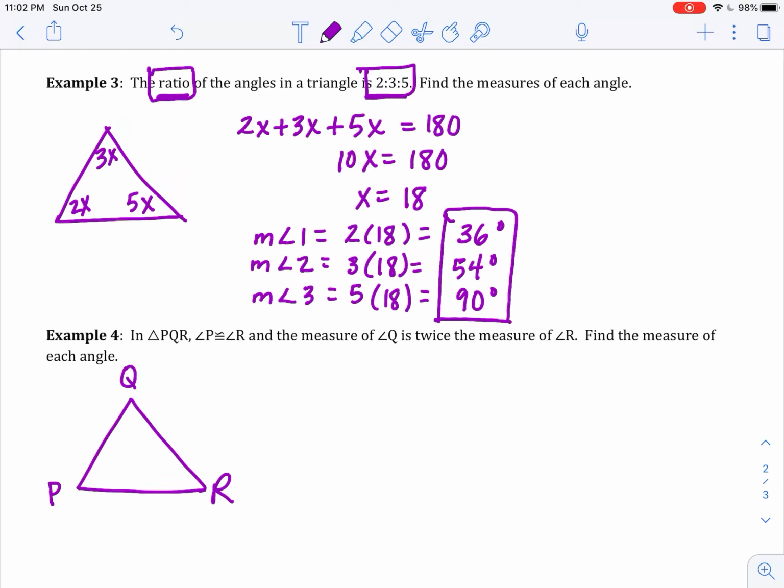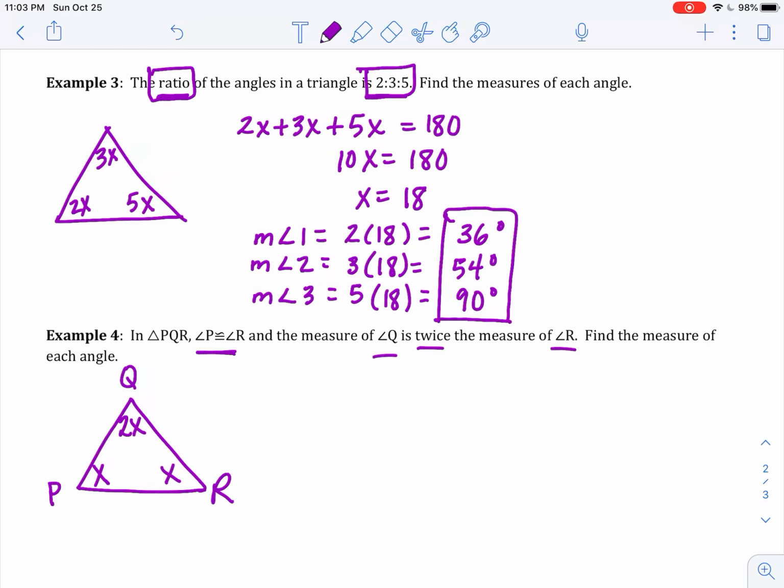And so you are going to want to introduce some variables here. Since they said P was congruent to R, that means they can have the same variable. So I'm going to give them both an x. And then it says the measure of Q is twice the measure of R. So Q is going to be 2x because we called R x. So then Q must be double that, or 2x.